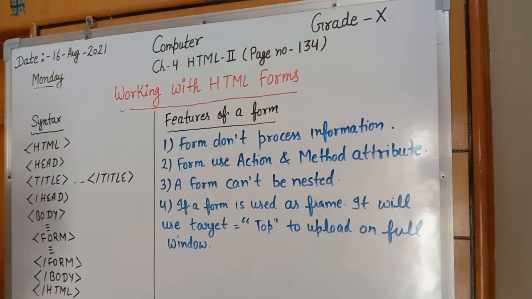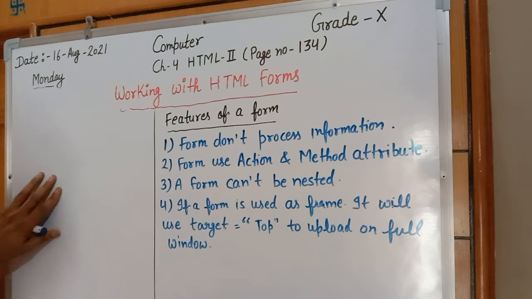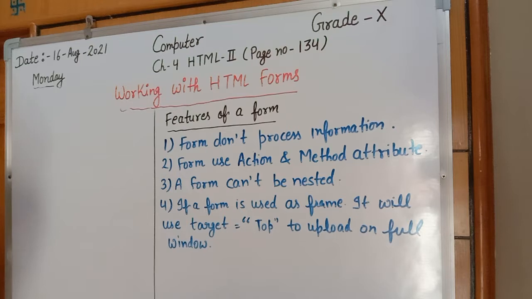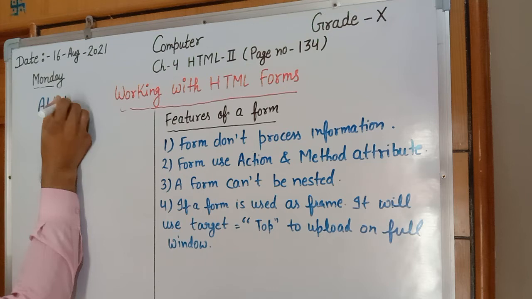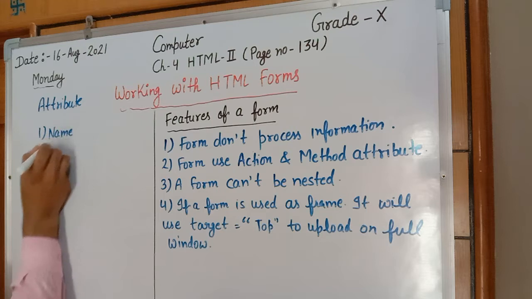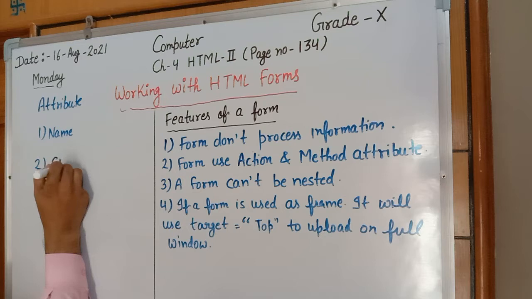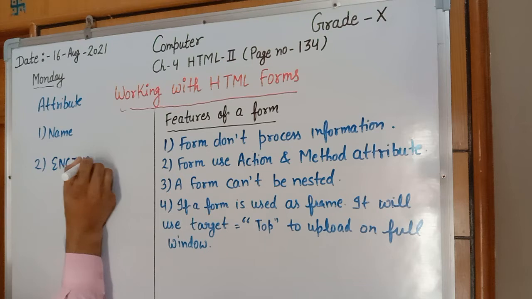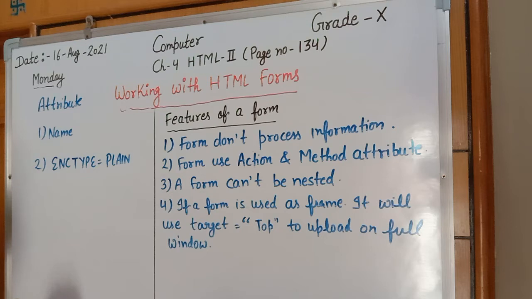Form tag contains basically 4 attributes, and the names of the attributes are given. First one is name. So these are the attributes of form. Second attribute is encryption, that is known as ENC type, equal to plain text.